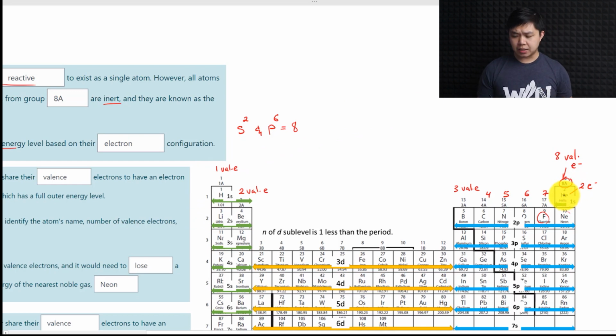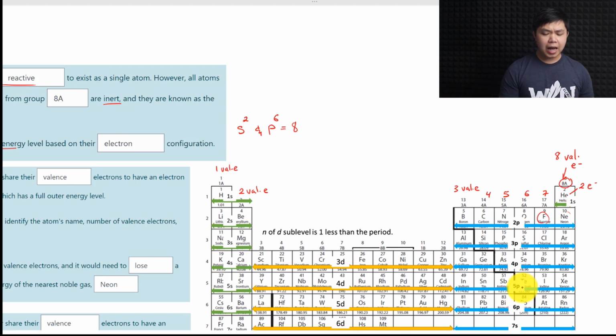Well, it's common sense to us and to atoms in nature as well. It is easier to gain 1 more electron. And that's the reason why all the elements over here have a high tendency, or electronegativity, that's the term, to want to gain additional electrons to have the same electron configuration as the noble gas.